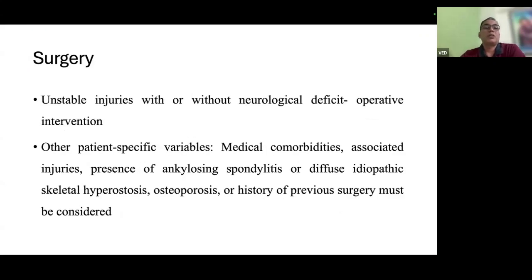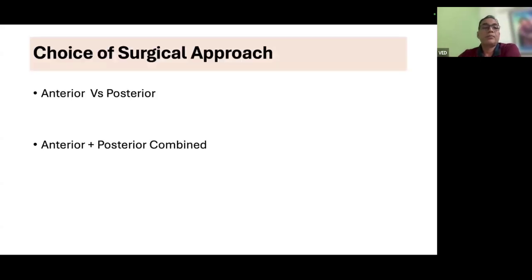What are the surgical options? Unstable injuries with or without neurological deficit should undergo surgical intervention. Patient-specific variables like medical comorbidities and associated injuries should never be overlooked. Presence of ankylosing spondylitis, diffuse idiopathic skeletal hyperostosis, osteoporosis, or history of previous surgery carries significant weightage in the surgical intervention. So these should be well worked up before going for surgery.